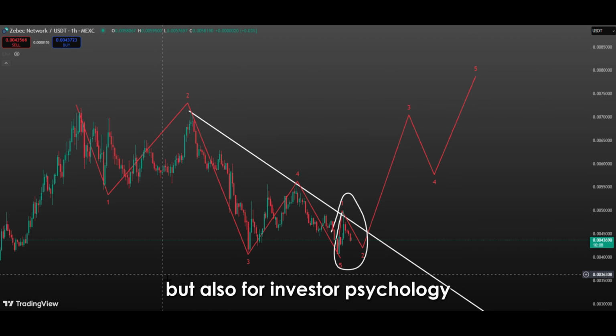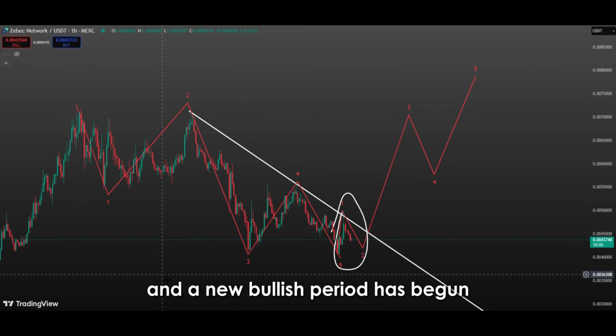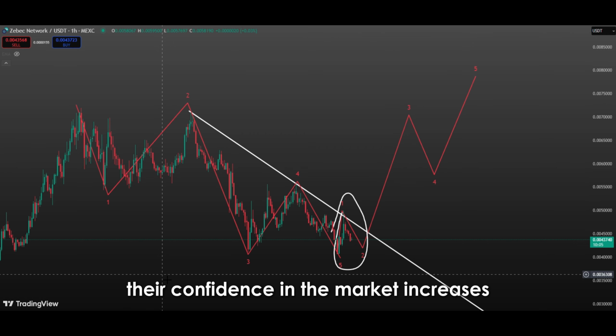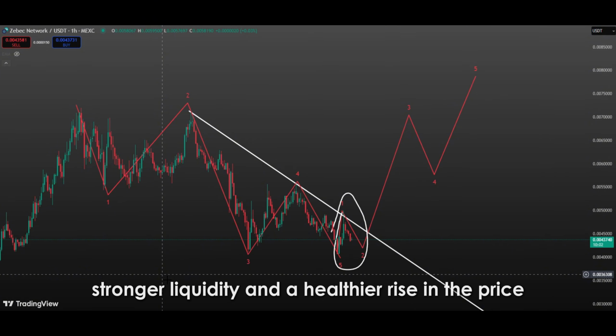Moreover, the start of this ascending Elliott cycle has positive implications not only for price action, but also for investor psychology. Because when traders realize that the downturn is over and a new bullish period has begun, their confidence in the market increases and they become encouraged to buy. This naturally paves the way for increased volume, stronger liquidity, and a healthier rise in the price.